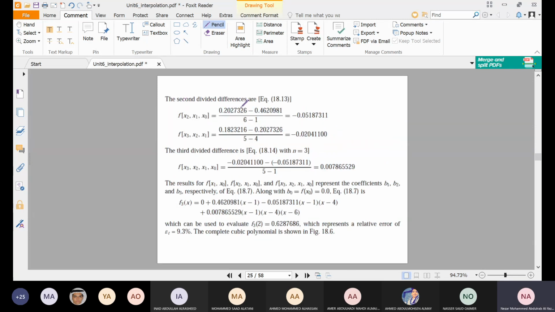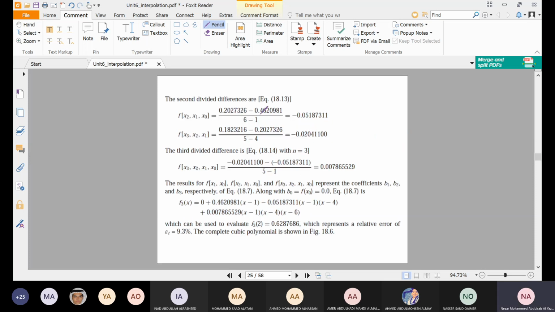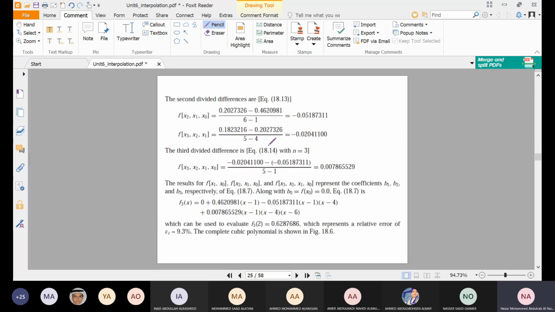So this will be the second divided difference. I will take 3 points now, x2, x1, and x0, so I will benefit from what I computed here. I will take this minus this one, over the interval 6 to 1. Okay, so here I have this point minus this one, over 6 to 1. And then I will take this point minus this point over the interval 5 to 4, because here we jump 1 point. So after that, I will compute the second divided difference.